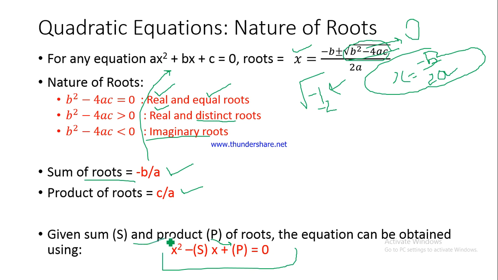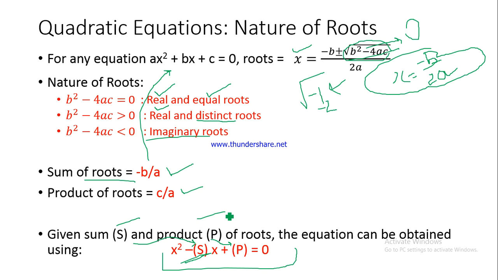The sum has to be put here. And do not forget, students tend to forget this kind of sign. So you have to remember this sign: x square minus Sx plus P is equal to 0. So even if you do not have any equation with you, this means you don't have any equation with you, even then, if you are told what is the sum of the roots and what is the product of the roots, you can find out the equation.